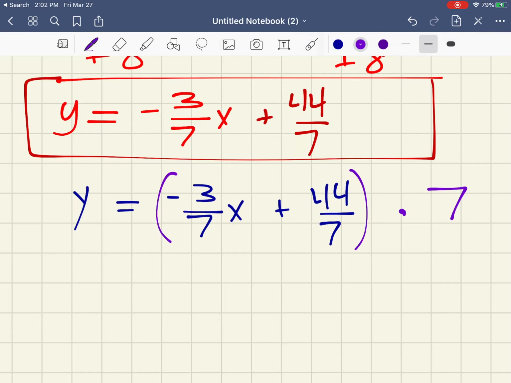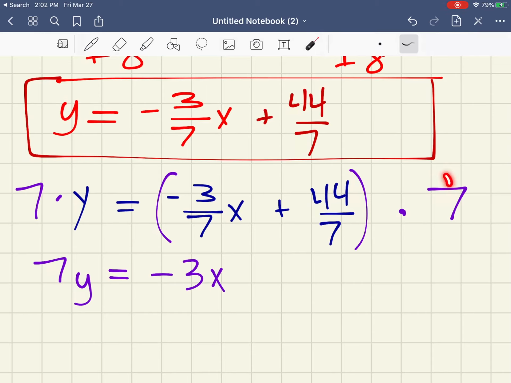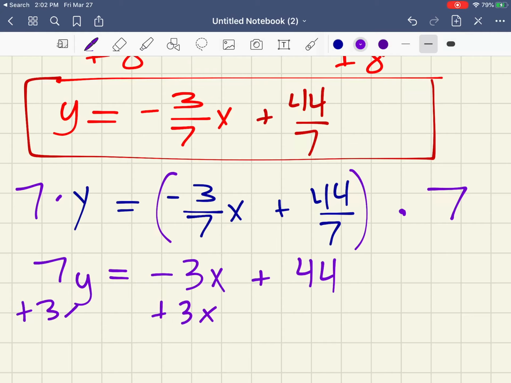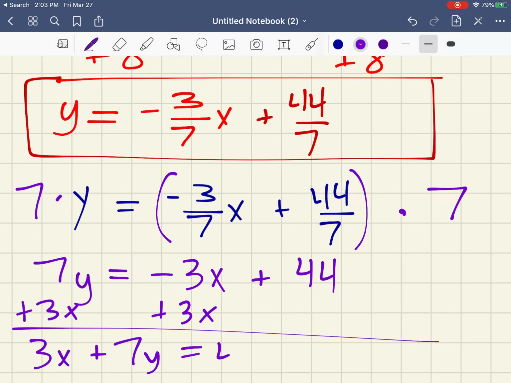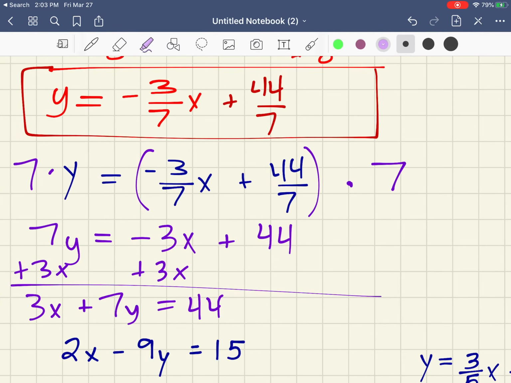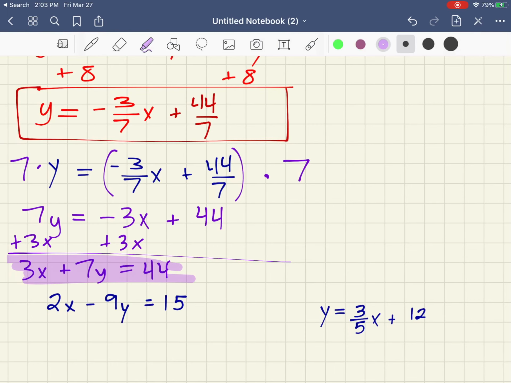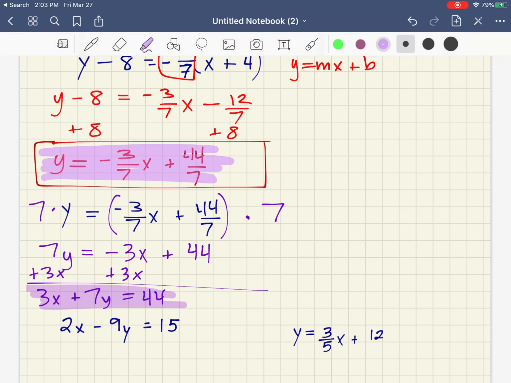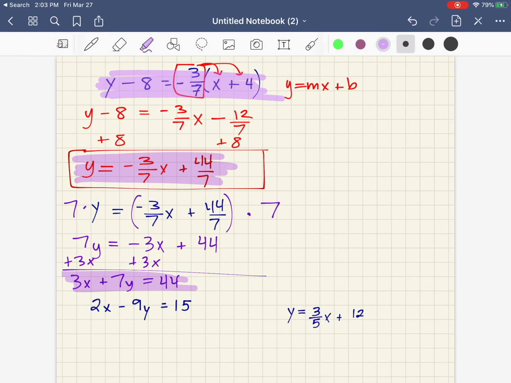So if they didn't have a common denominator, I would find the least common multiple of the denominators and multiply by that. Doing so would give me 7y equals, the 7 times the first piece would end up being minus 3x. The 7 times the second piece would just give me a positive 44. And if I add 3x to both sides, I would end up with 3x plus 7y equals 44. Now that gives me that same equation in 3 different forms.